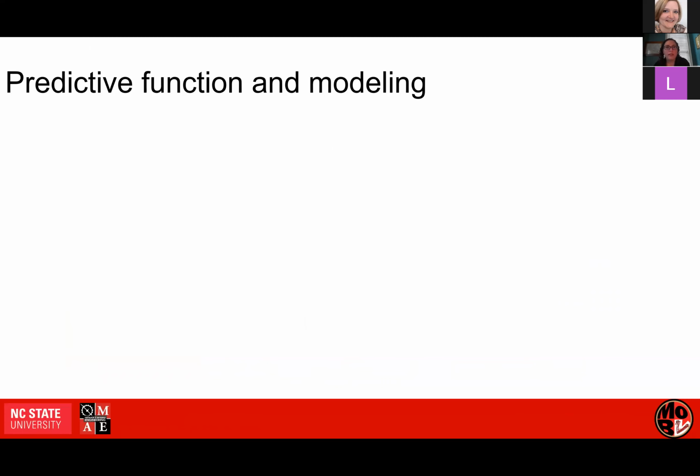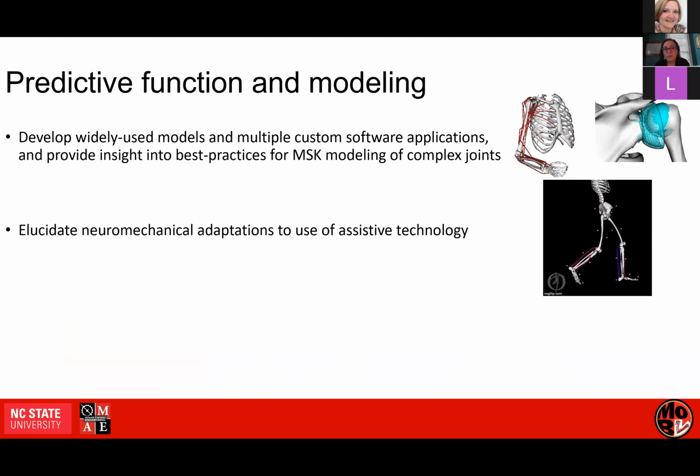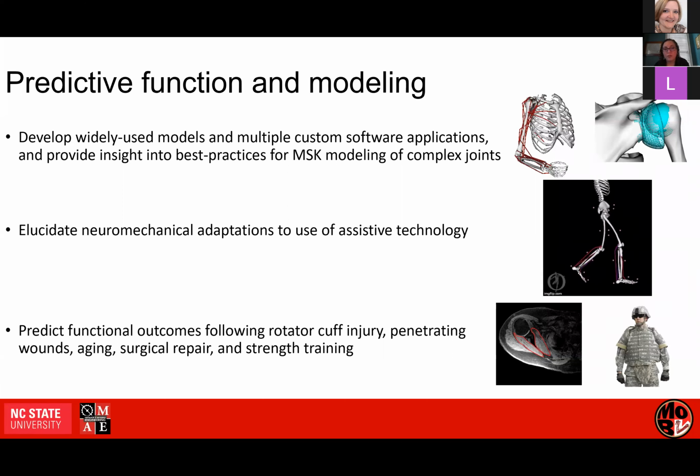So overall, what we're seeing in this portion of our work is that we develop widely used models and multiple custom software applications, including optimization, constraint tools, and contact modeling in the shoulder that provide insight into best practices for musculoskeletal modeling of complex joints. We elucidate neuromechanical adaptations to use of assistive technology. I showed you the exoskeleton, but we're also working with hand function and exoskeletons for hand function after stroke, and predicting functional outcomes following a whole host of injury mechanisms, treatments, and strength training.